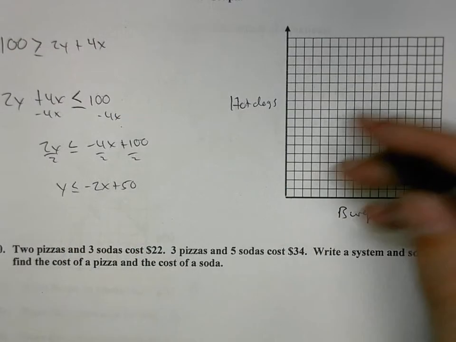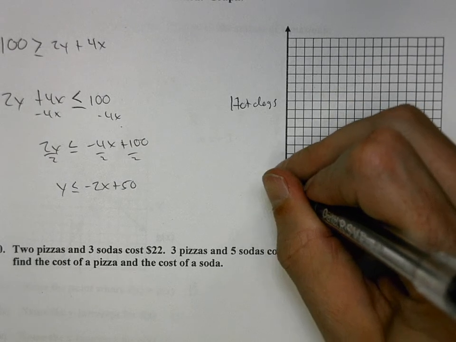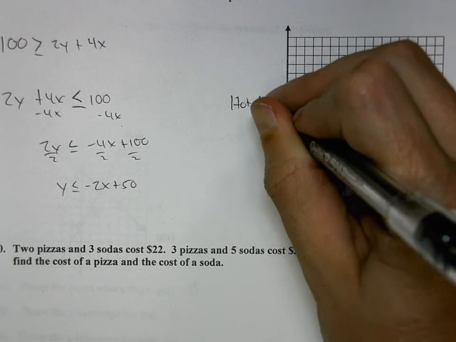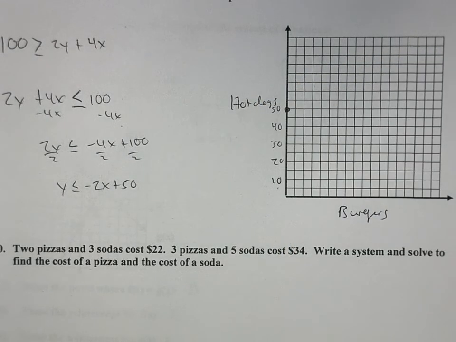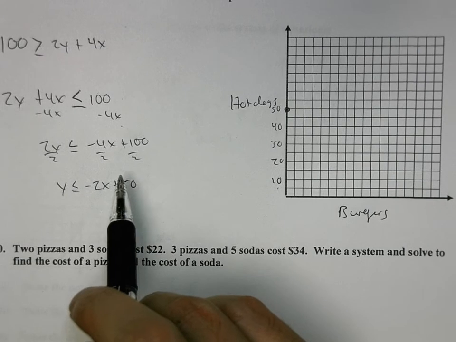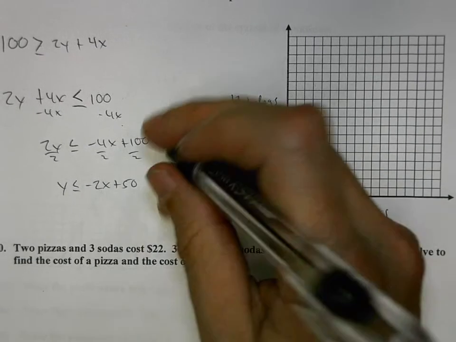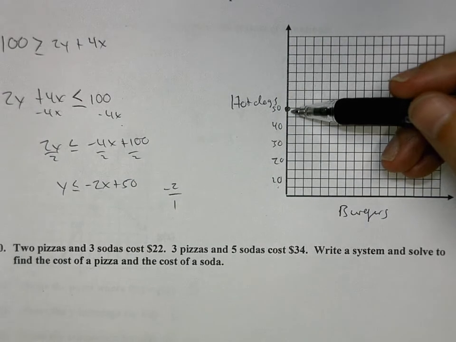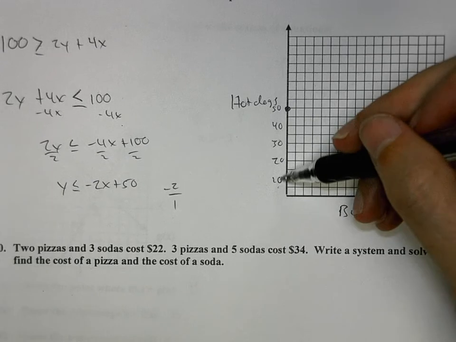So I start at positive 50. So if I count these by 5s, start here. And I go down 2 over 1. Down 2 over 1. Now here's the thing. I'm counting this by 5, so this is going to be a lot harder for me to count if I'm counting this grid by 10s.